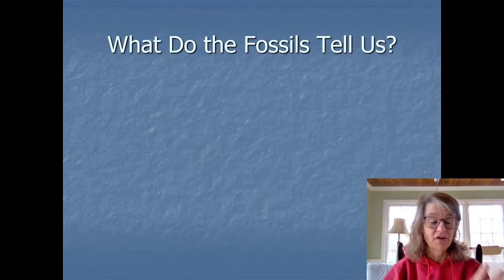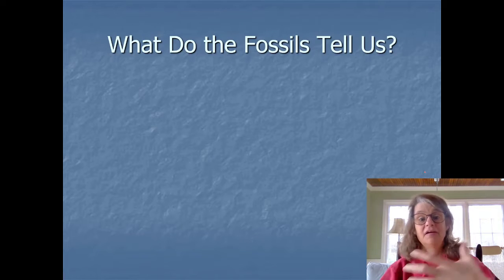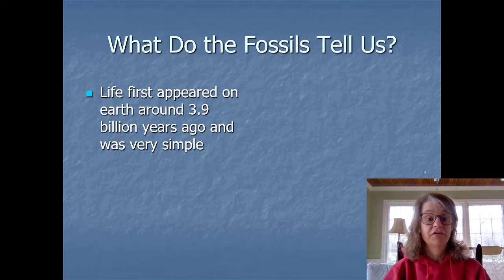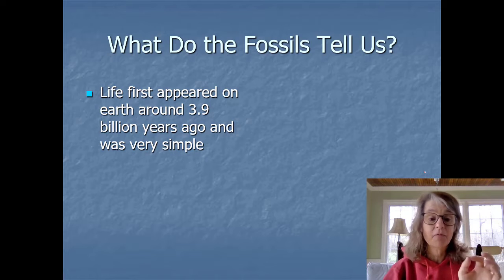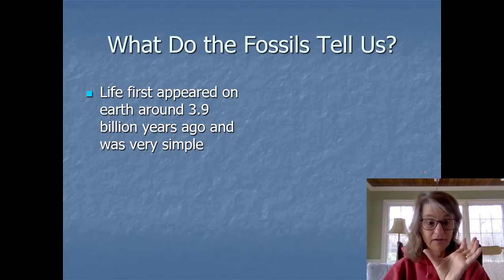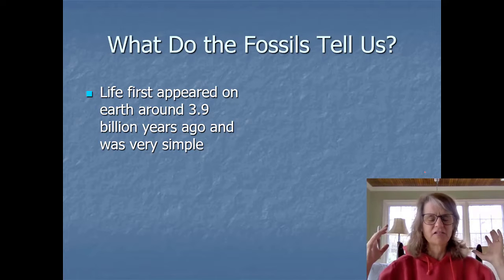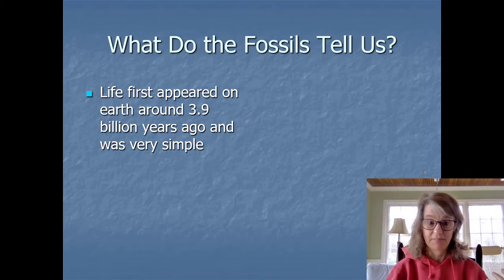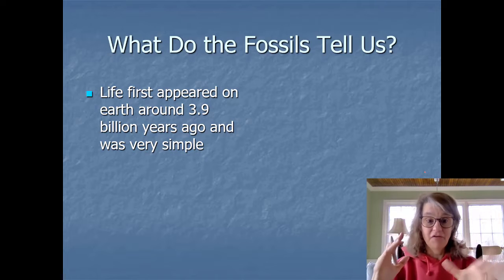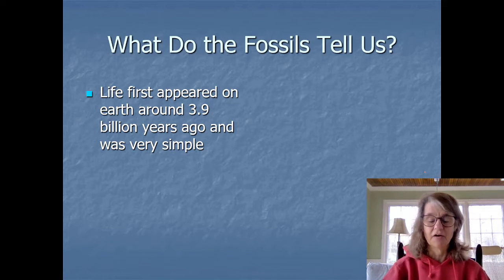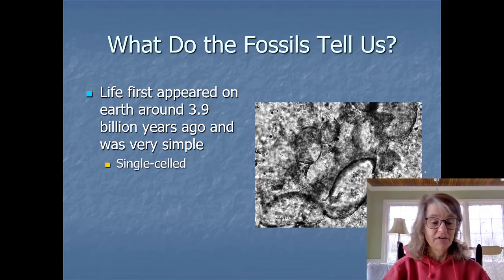So what do the fossils that we collect actually tell us about life? They tell us that life first appeared on Earth around 3.9 billion years ago. Billion. There are 1,000 millions in 1 billion. This time scale is vast, enormous, and it's hard for us to wrap our heads around sometimes. But life on Earth first appeared around 3.9 billion years ago, and it was very, very simple.